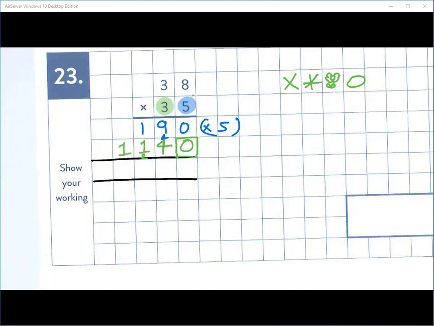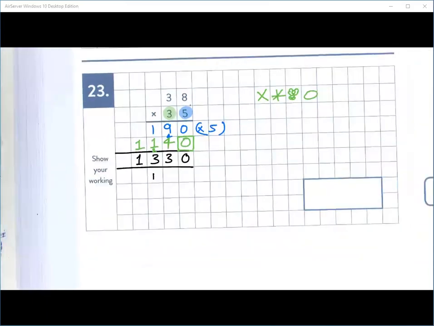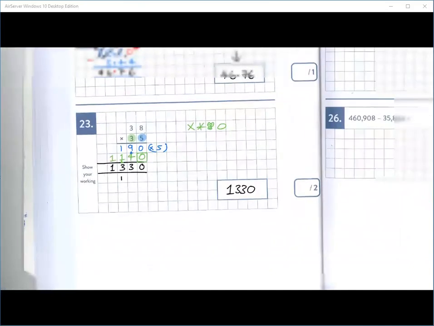Add them all together. 0 add 0 is 0. 9 add 4 is 13. 1 add 1 is 2. Add the 1 is 3. 1 add nothing is 1. So what do we write here? 1330. Fantastic.